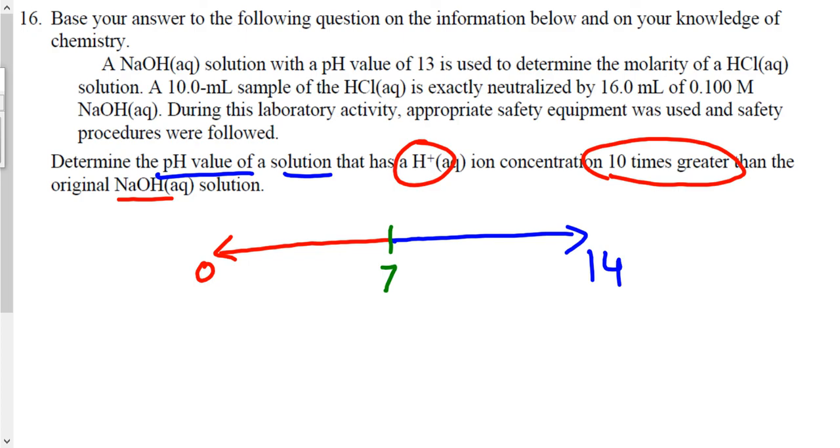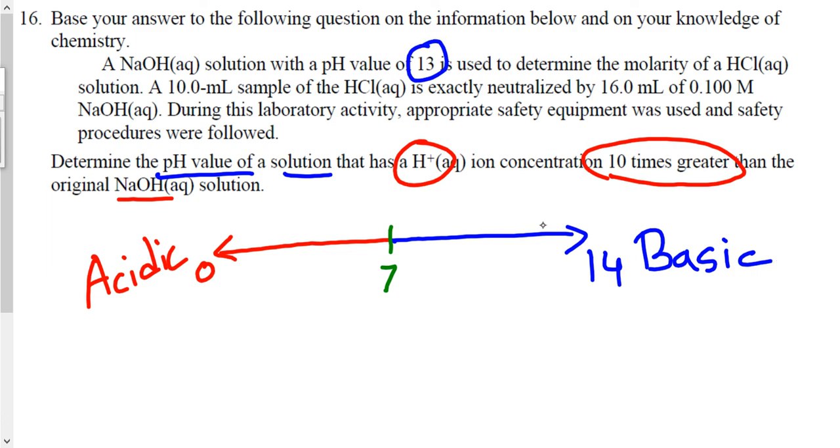If it has 10 times greater hydronium ion concentration, that means the new solution would be towards our left side compared to the previous solution, right? Because the left side is more acidic compared to the right side. The right side of our number line in this case would be more basic. So our original solution is pH 13, which is, let's just say, right here. If I'm looking for a solution that has a greater hydronium ion concentration, that means I should go towards my left side.